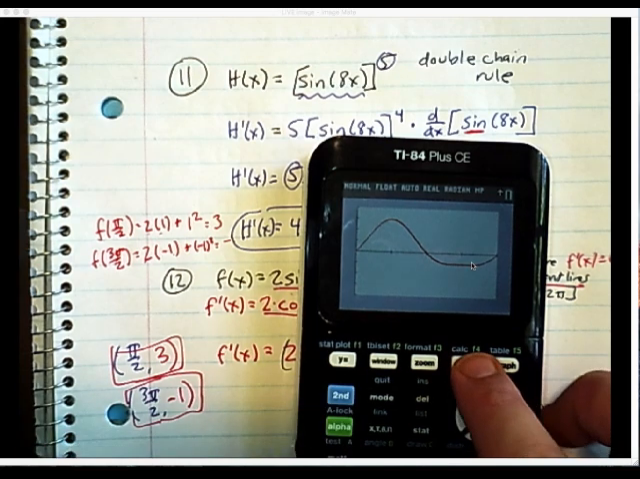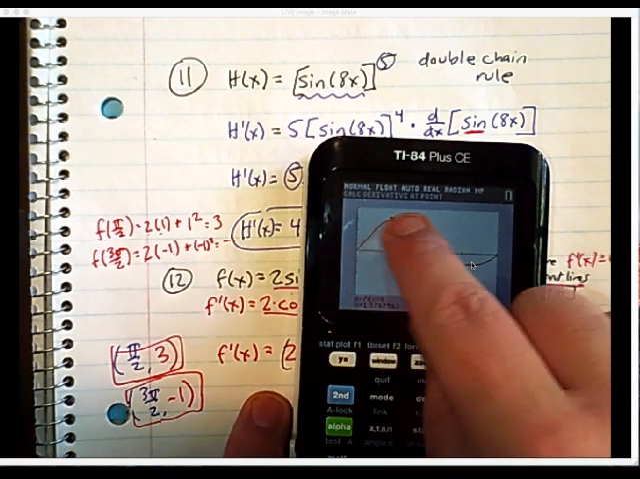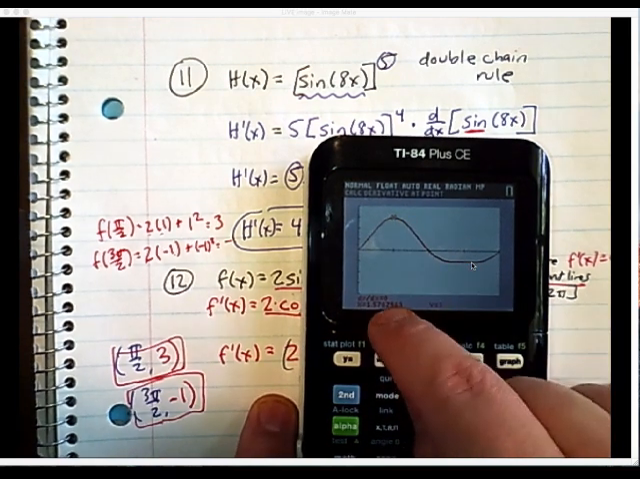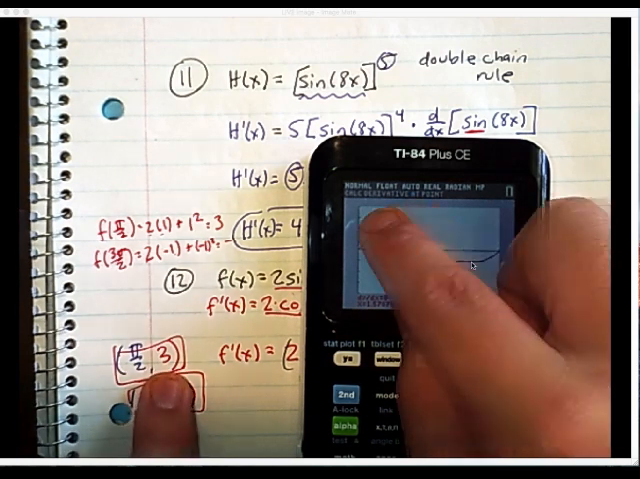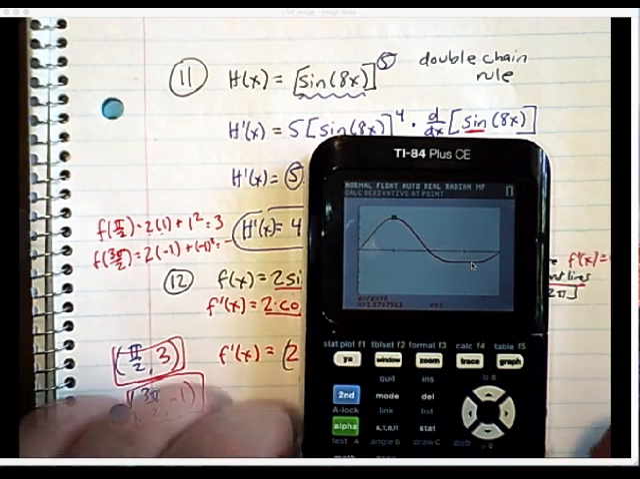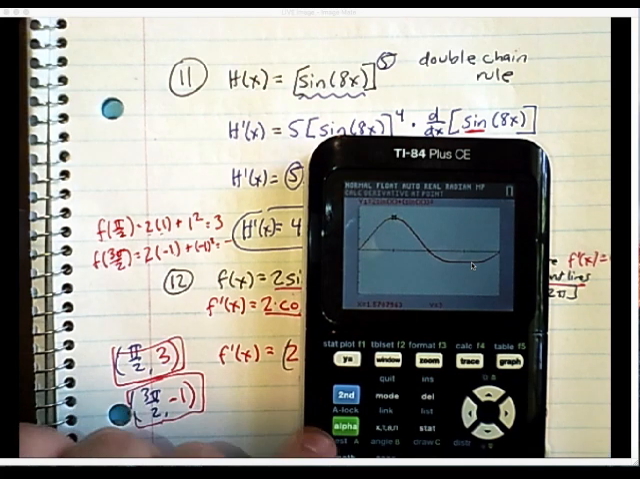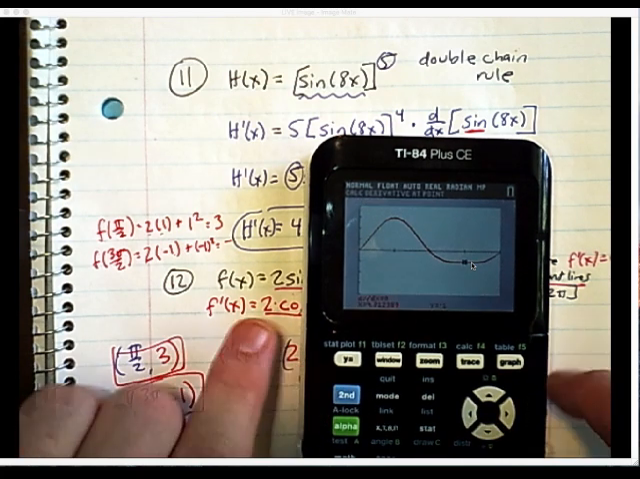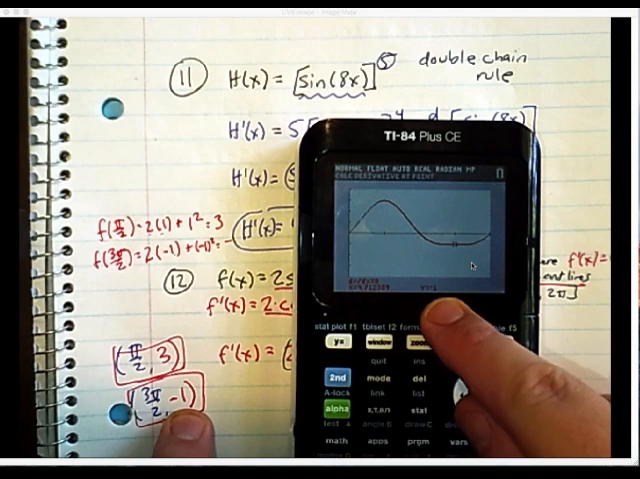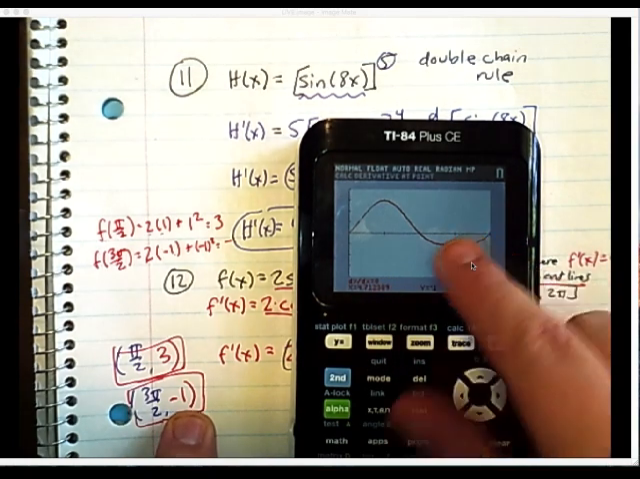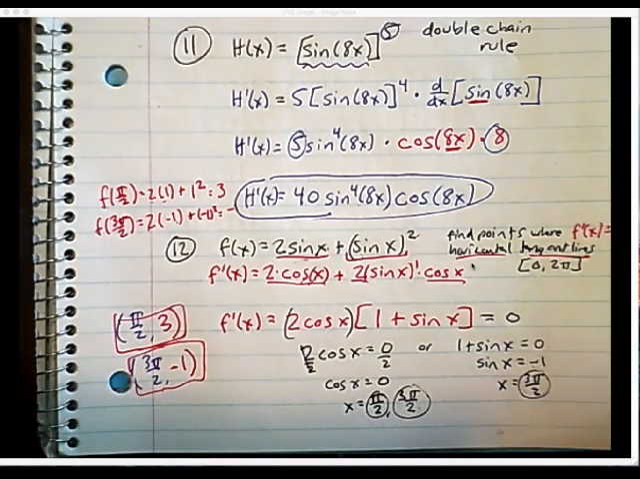So hit second, trace, go to option 6, and type in pi halves. To me it looks like that's the top of the curve. It tells me the derivative there is 0, and it tells me the y value there is 3. So I got the right point, and a horizontal tangent line would have a slope of 0. And for the second point, let's do the same thing. Let's type in 3 pi over 2. Looks like the y value is negative 1, so it confirms that, and the slope there is 0. So my calculus and my algebra were correct. Those are the correct numbers.